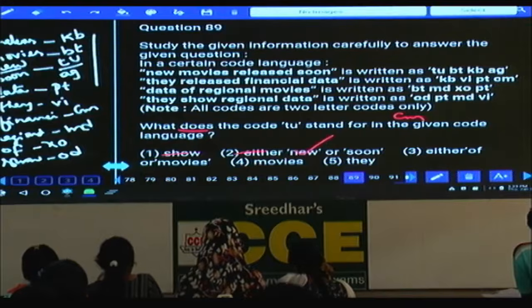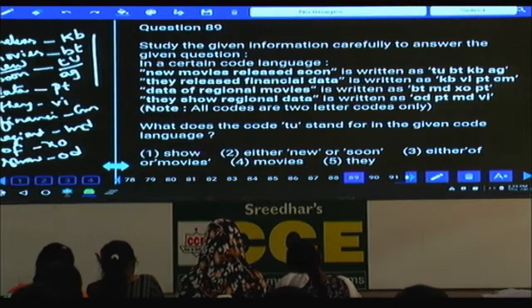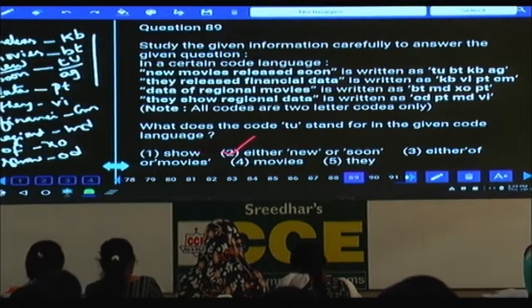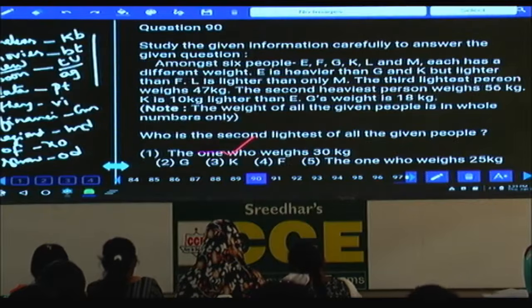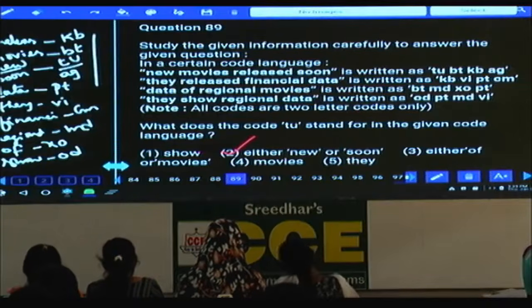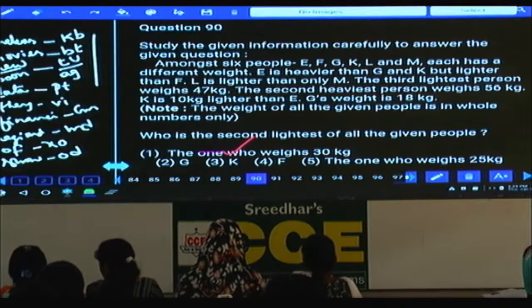Then 89. Now in this 89, what does the code TU stand for? Now this TU stands for either new or soon, that is choice 2. Choice 2 is the answer for 88. Then 89. What is the code for TU? Now the code for TU is either new or soon, that is choice 2. Then 90th.